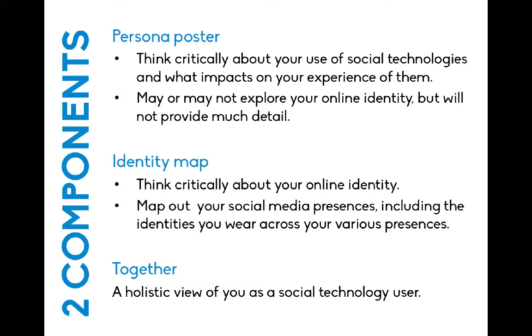Now, you can go either one of two ways with this. You can create your persona poster and your identity map separately, or you can incorporate them into the same item. So one of the approaches you might like to do is to use 1.5 screens for your persona poster, and on the bottom half of the second screen, include your identity map. It's completely up to you how you do this, but just as a rough guide, I think half the screen should be enough for the identity map component.